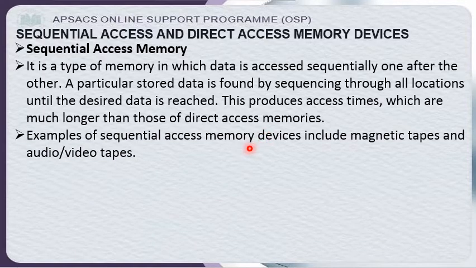Examples of sequential access memory devices are magnetic tapes and audio video tapes. These magnetic tapes were used for data storage when there were no hard drives. At that time, we were utilizing magnetic tape for storing our data inside the computer. But right now, magnetic tapes are replaced by hard drives. Audio video tapes are just like cassettes.